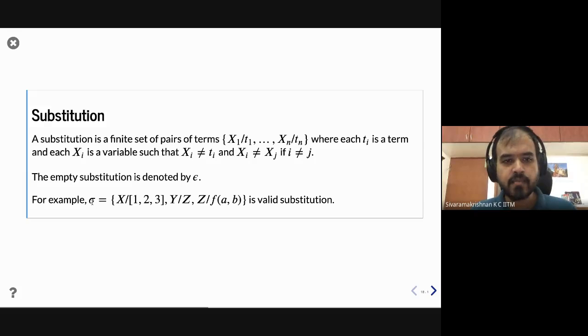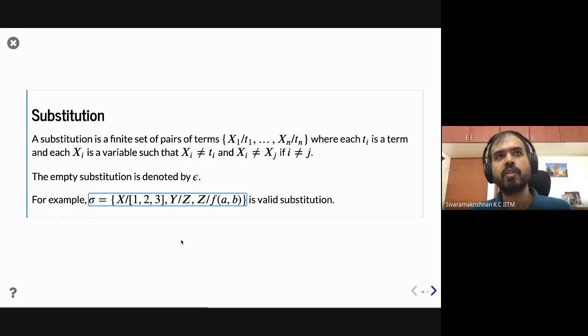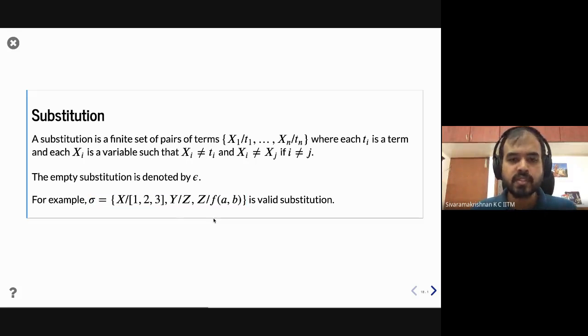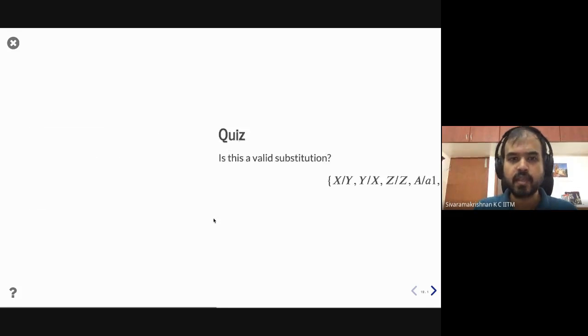And here is an example of a substitution. Sigma here says that I'm going to describe a substitution, and it has three entries. First, it says go and substitute for x the term 1, 2, 3, the list 1, 2, 3. For y, substitute z. So substitutions can refer to other variables. That's totally fine. And for z, substitute the term f(a, b). So this is a valid substitution.